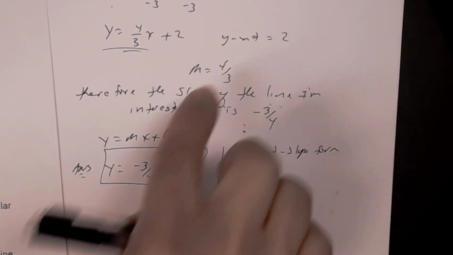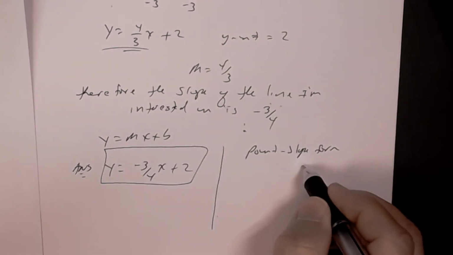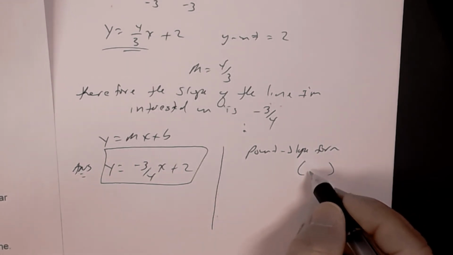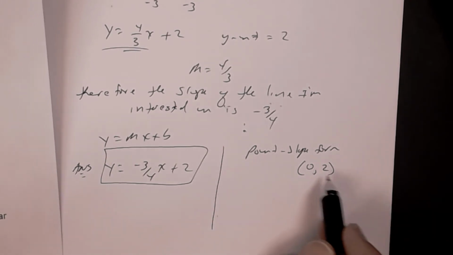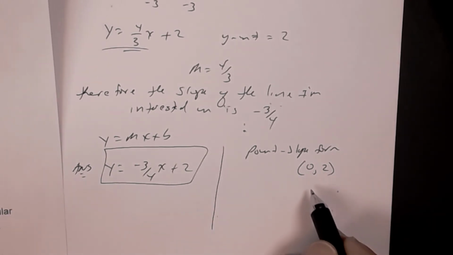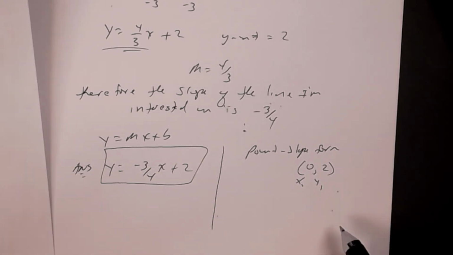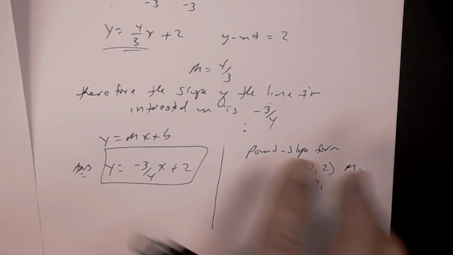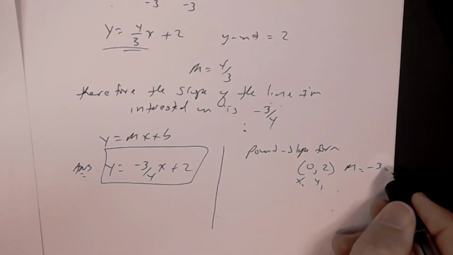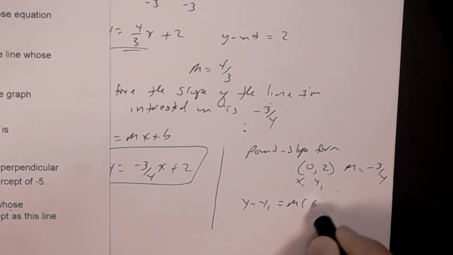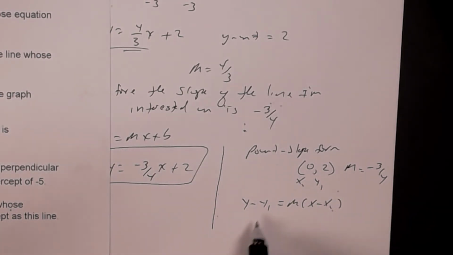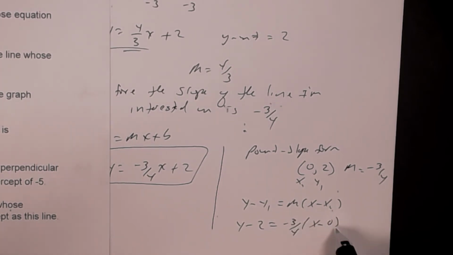What's a point on that line? Not 2, 0, I mean 0, 2. That's the y-intercept. 2, 0 is an x-intercept. So that's the y-intercept, right? 0, 2. So here's your x1, here's your y1. And you know the slope is negative 3/4. And you just plug into the formula: y minus y1 equals the slope times x minus x1. And so I get y minus 2 equals the slope, which is negative 3/4, times x minus 0.